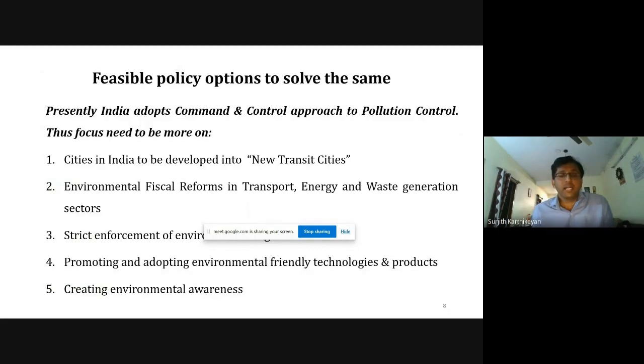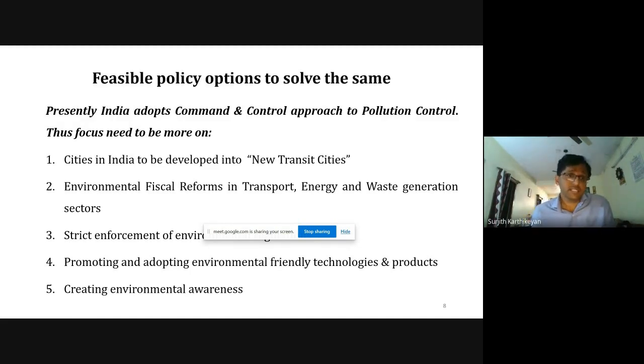So presently India adopts a command and control approach to pollution control. That means if some industrial units or establishments pollute, we directly go and close the unit. Central Pollution Control Board is doing this type of command and control approach. So there are no fiscal instruments at present on a comprehensive scale. Maybe some fine may be imposed, but that is not based on apt criteria. So mostly, around 80%, we are just following a command and control approach.